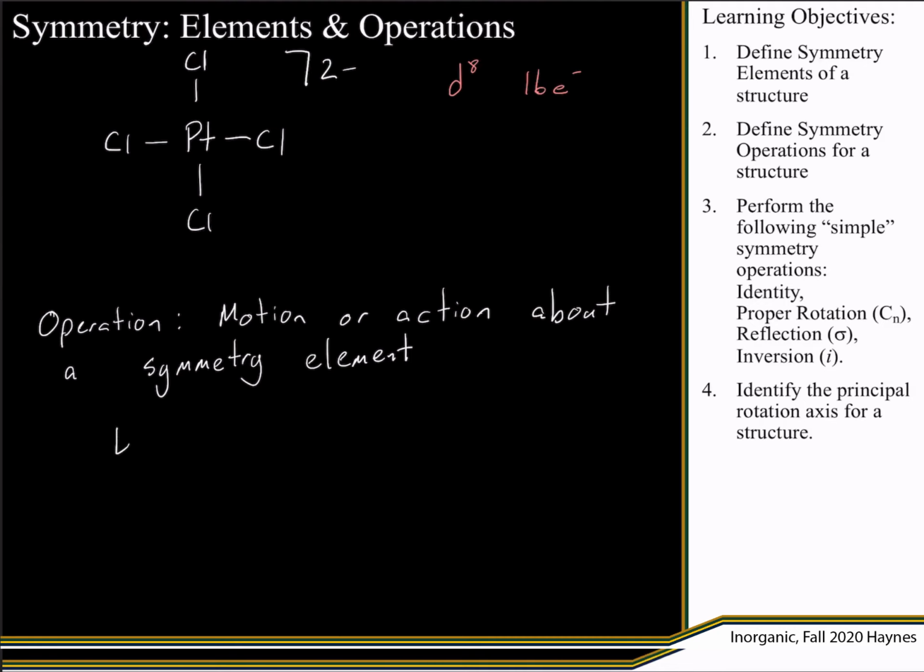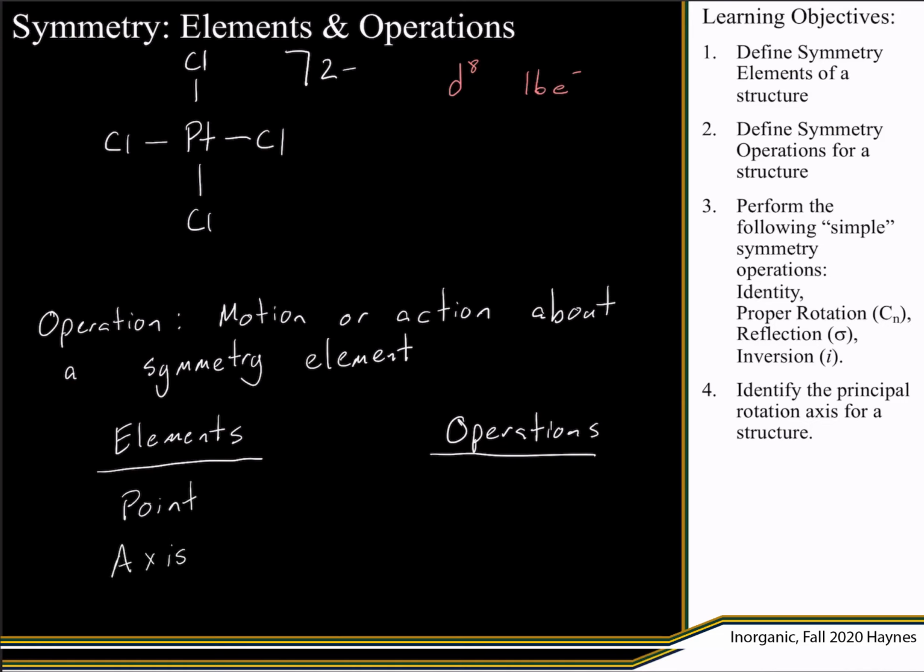So we had three different elements. And so now we're going to see what kind of operations occur on those elements. So we had a point, we had an axis, and we had a plane. So points are going to have inversions, right? This is the operation that we can do upon the symmetry element that is a point.